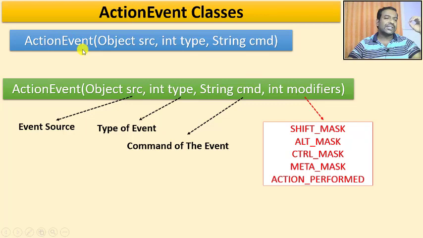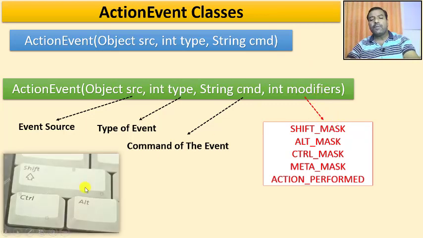And when I talk about the constructor, there is going to be one more constructor for the ActionEvent class which takes 4 parameters. These are the 3 same parameters, and the 4th parameter is going to be the modifier. That is, from your keyboard, if I am going to use any of these keys, the shift key or the control key or the alt key, this is where the command is going to be changed. So when I use any of these mask keys from the keyboard, the command should be applied for that mask.